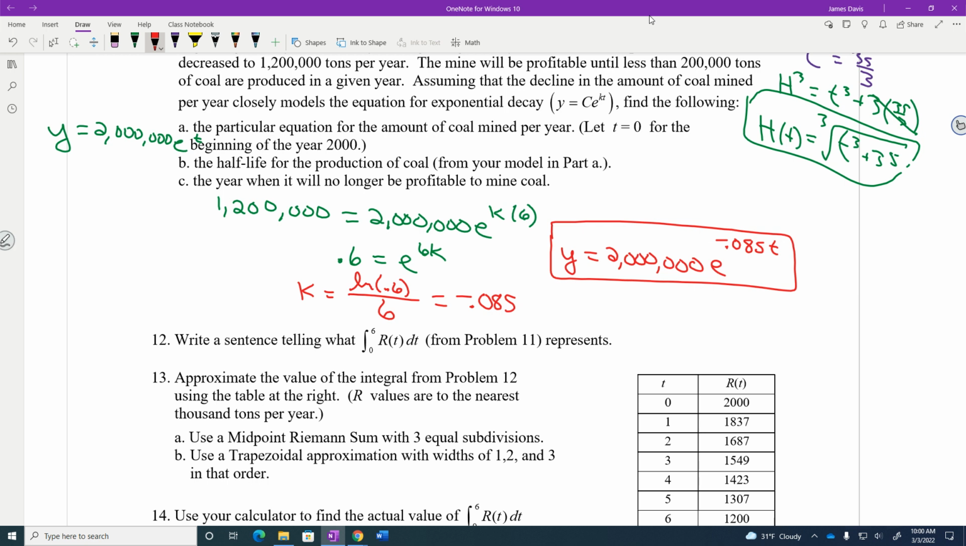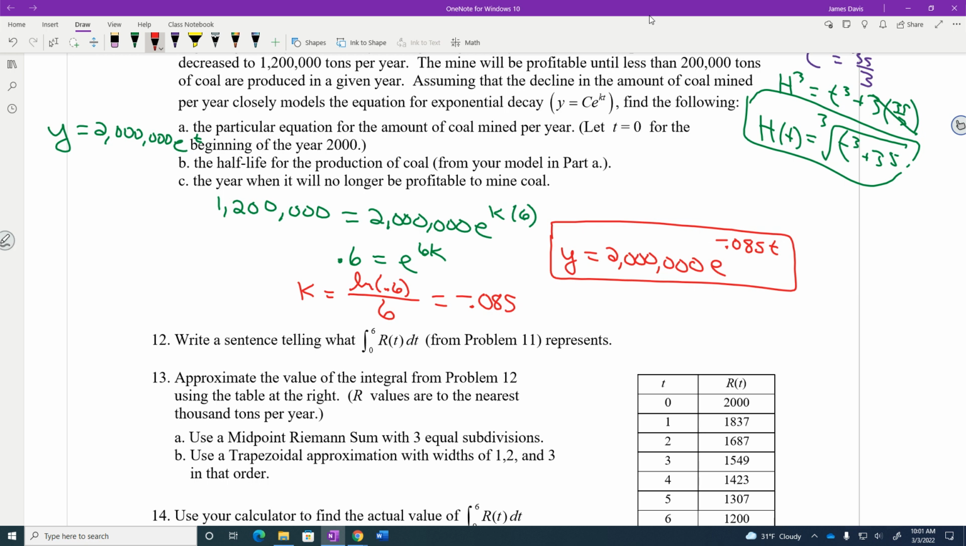Okay, the next one is the half-life for the production of coal. So we're supposed to use this to find the half-life. All right, how do we do that? Yep. So half-life literally means when it's going to have half the life left, right? So there's a couple ways you could approach it. The easiest way probably is to take this model and think, well, what's the half-life? Well, when's there going to be half of 2 million?